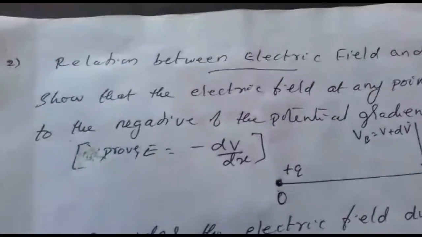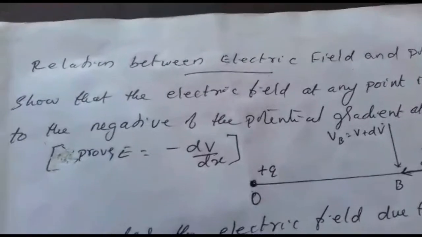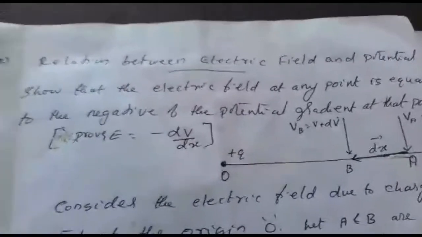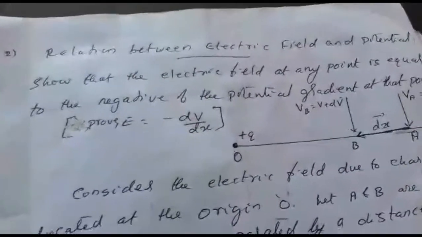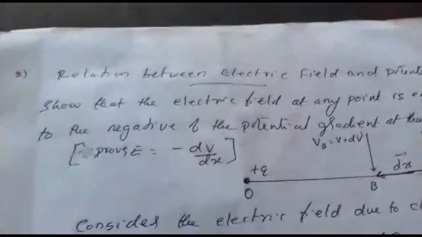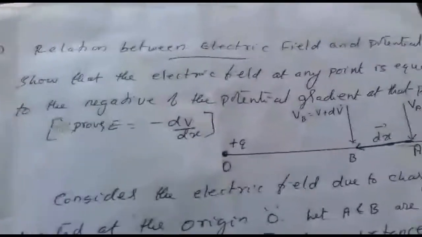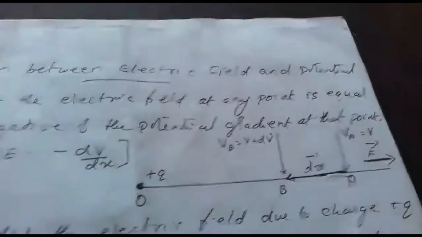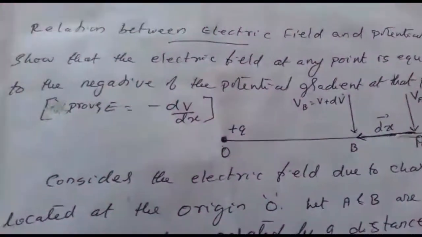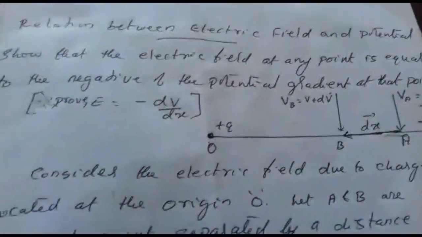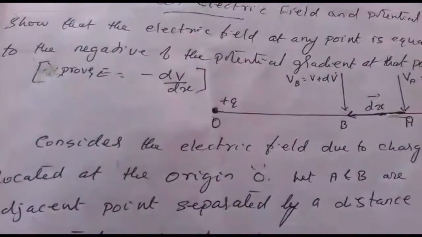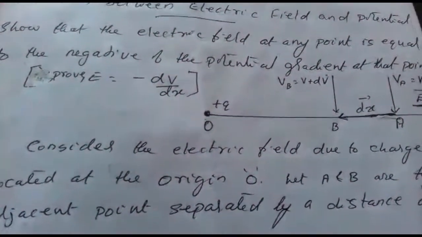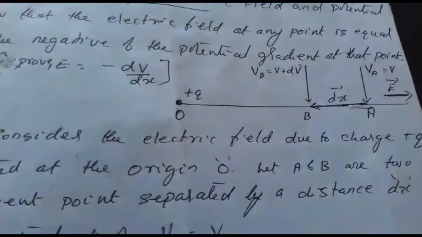Now we are moving to the next topic, relation between electric potential and electric field. Question: show that the electric field at any point is equal to the negative of the potential gradient at that point. Prove E is equal to minus dV by dx.